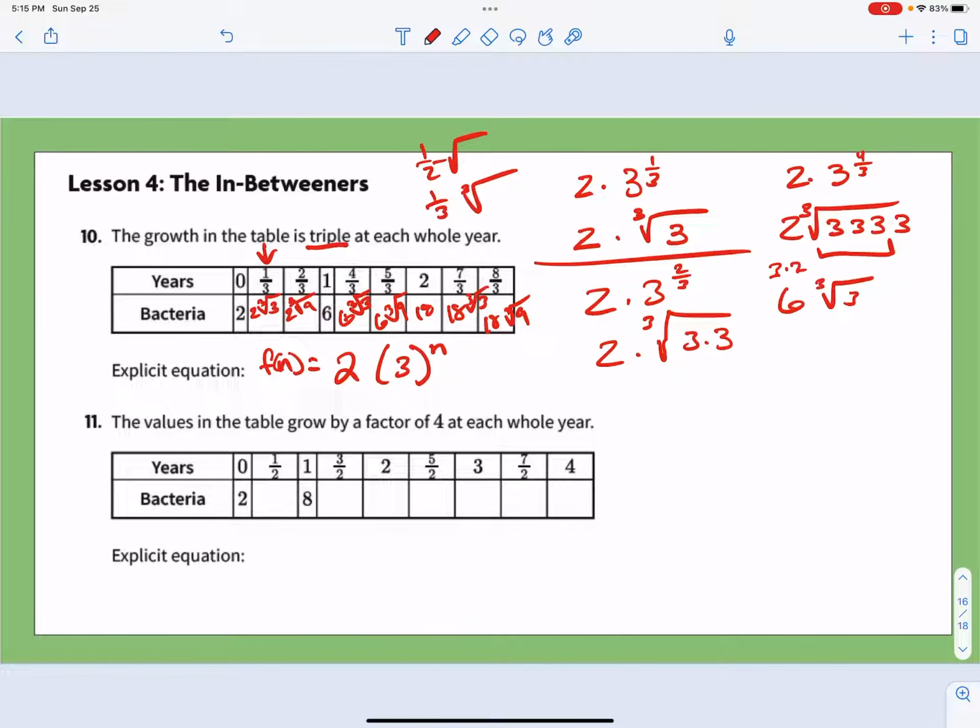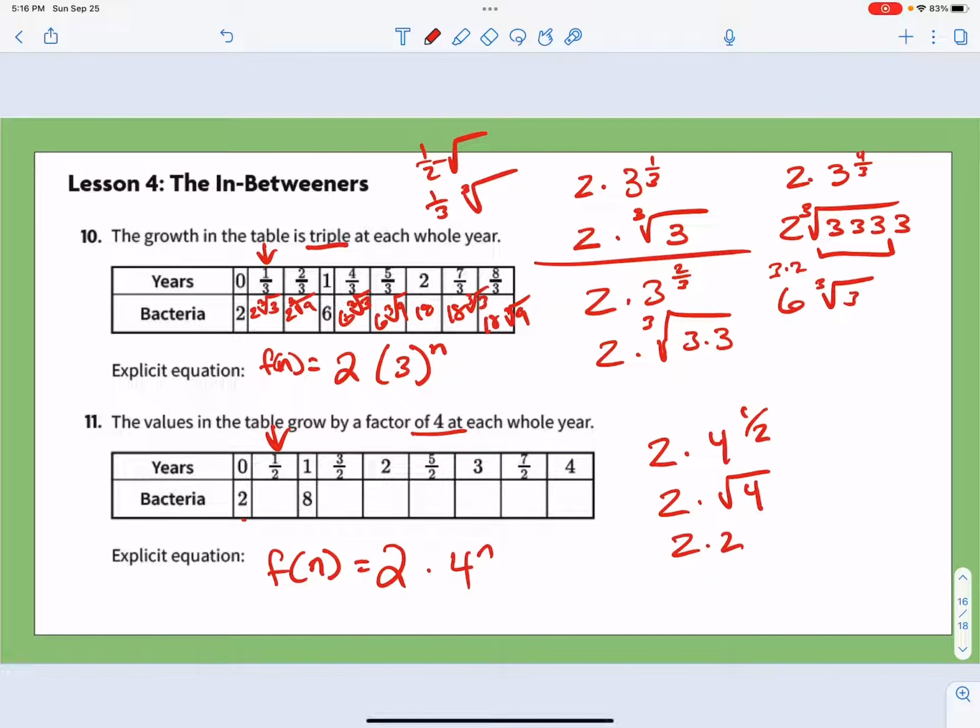All right, and number 11. We're growing by a factor of 4 each year, so it's times 4. So we know with our equation, we're going to have our first term, 2 times, oh, sorry, not times 3, times 4. We just said it. Times 4 to the n power. All right, and so for the first one that's a half, it's going to be 2 times 4 to the 1/2 power, which is 2 times the square root of 4. The square root of 4 is actually 2, so we're going to say it's equal to 4.